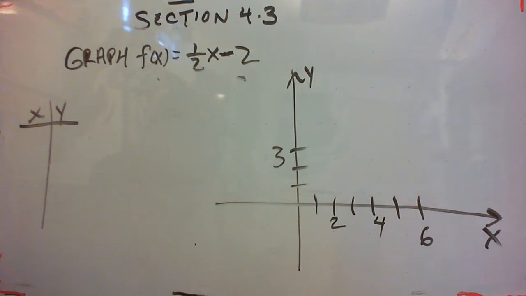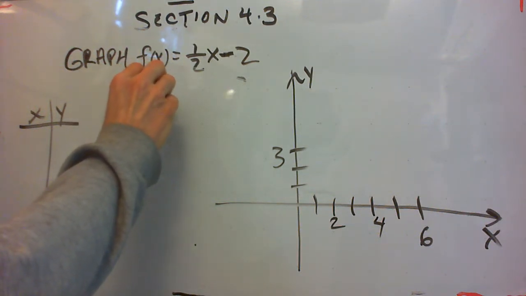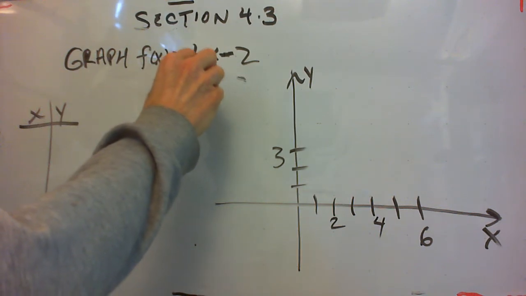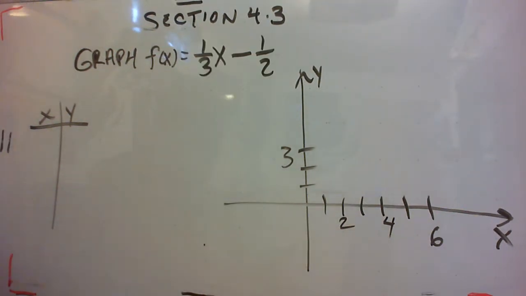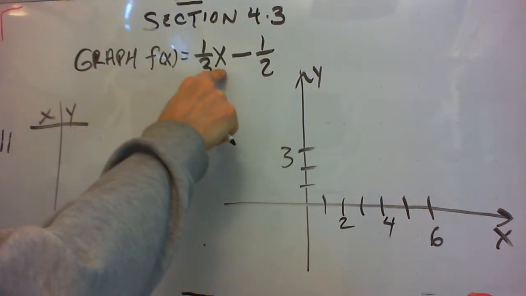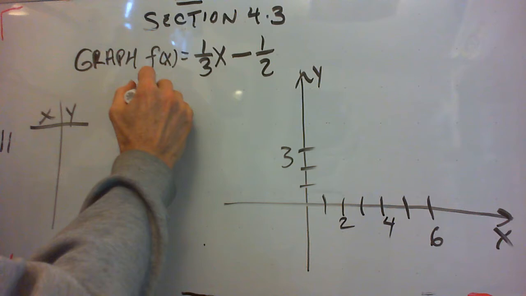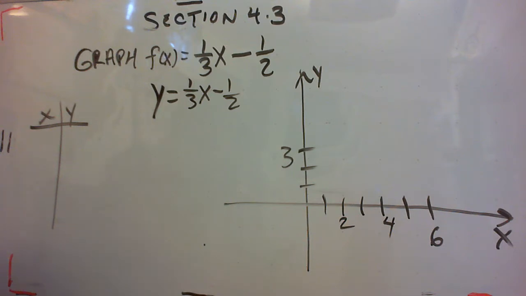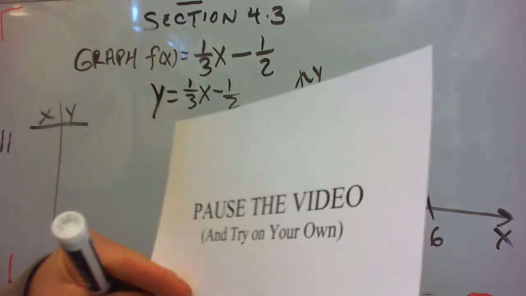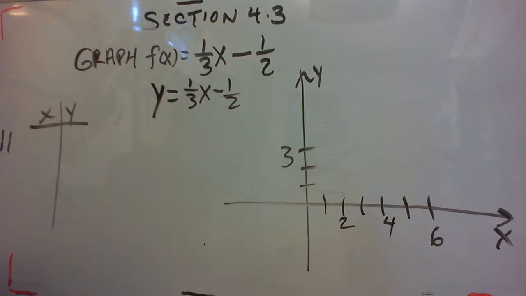Okay, for the next example that you should try, graph f of x equal 1/2 x minus 2, and that's the same as y equals 1/2 x minus 2. And whoops, I didn't mean to write that. What I meant was graph f of x equal 1/3 x minus 1/2. So that's y equal 1/3 x minus 1/2. Okay, try this problem on your own. Pause the video and try and graph it. This one's a little harder with the fractions.